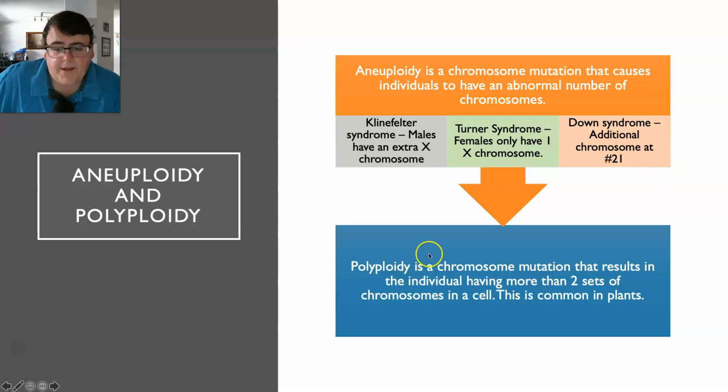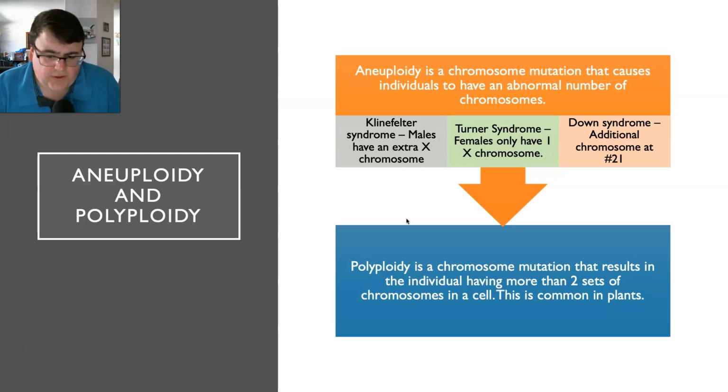Polyploidy, on the other hand, is a chromosome mutation that results in the individual or the organism having more than 2 sets of chromosomes. Very common in plants with genetic engineering, not so common in humans because generally you can't survive with having more than 2 sets. So we're talking about, instead of having 46, we're probably talking along the lines of 69 chromosomes or more. Okay, which just wouldn't work in the human body considering the effects of Down syndrome at just having an extra copy at number 21.